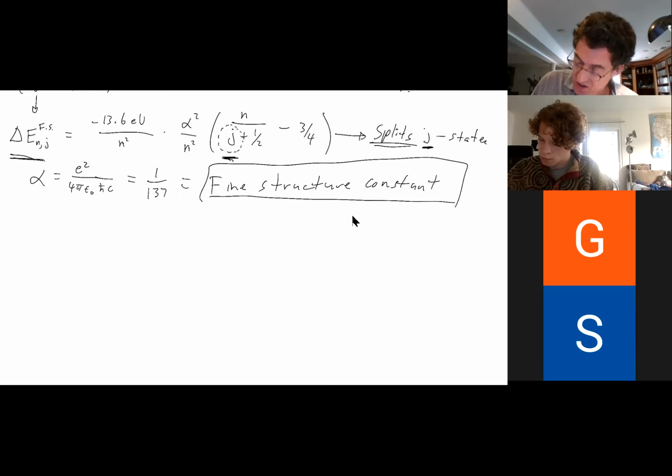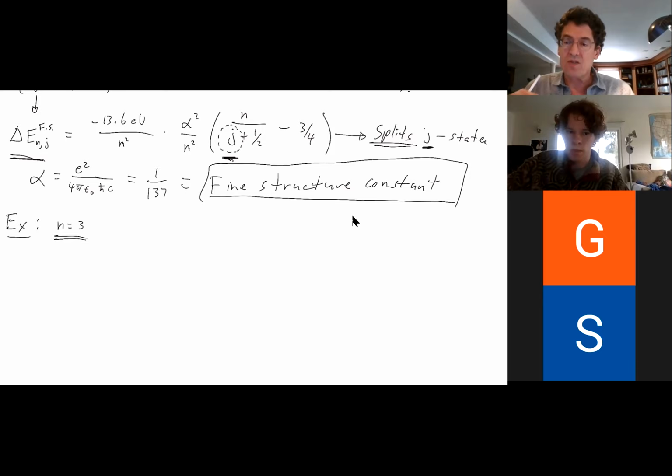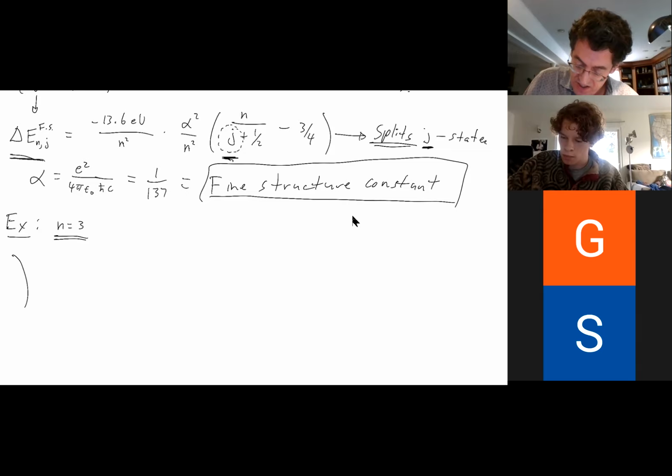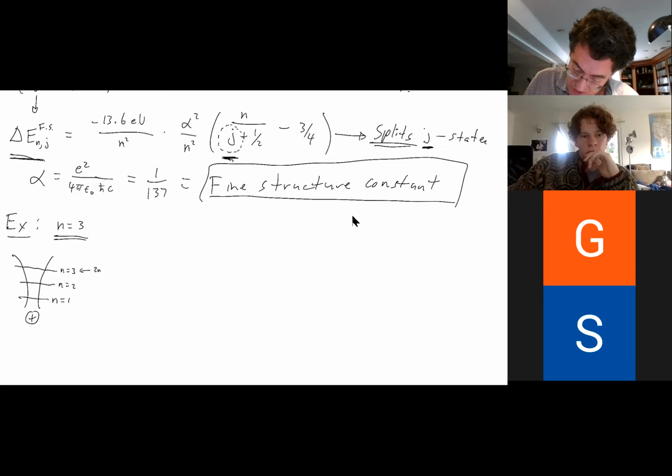So suppose that I have n equals 3. And I say, what happens to the n equals 3 manifold in the hydrogen atom? So I'm talking about these states. This is the hydrogen atom, the nucleus. This is the ground state, n equals 1, the second state, n equals 2, and the third state, n equals 3. And so the degeneracy is 2n squared, right? And so how do all those states get split in the n equals 3? So how do they get split?